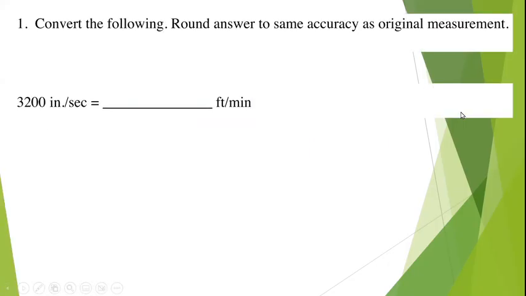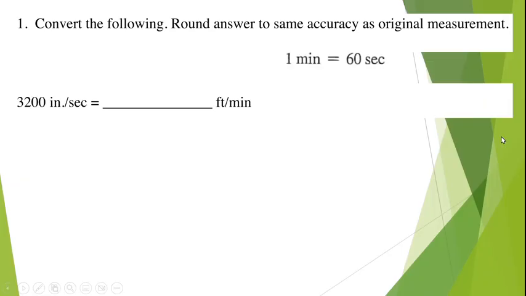All right, so first one, we're asked to convert 3,200 inches per second into feet per minute. And we're going to round the answer to the same accuracy as the original measurement, which means since we've got two significant digits in 3,200, our final answer should also have two significant digits. So there's actually two different conversions that we need to do.